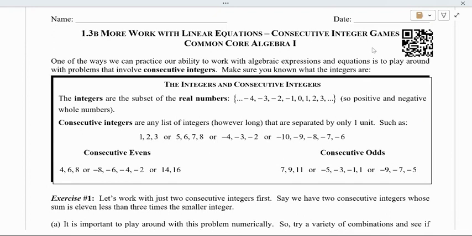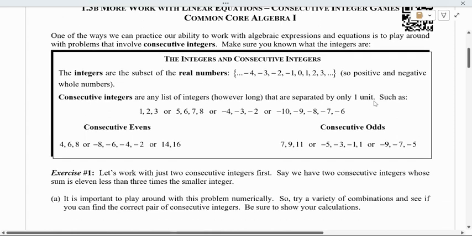Okay. So today we're going to talk about consecutive integers, as well as consecutive evens and consecutive odds. Integers are a subset of the real numbers. They're just positive and negative whole numbers, no decimals. So if you're doing a word problem with consecutive integers and you ever get a decimal or a fraction answer, that should be an indicator that something went wrong.